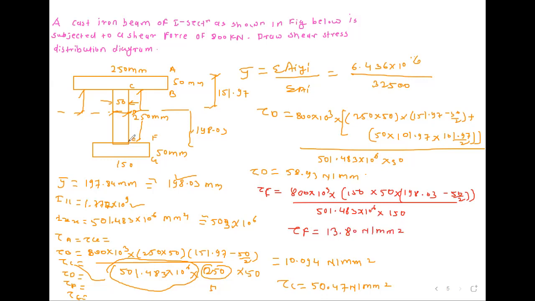When you are calculating at E, only depth will be changed. For E, depth is 50 mm. So instead of this 150, use 50. See, this 13.80 has come, so don't do the double calculation. How to calculate? Multiply 13.80 into 150, and whatever answer comes, divide it by 50, that will be the answer for tau.